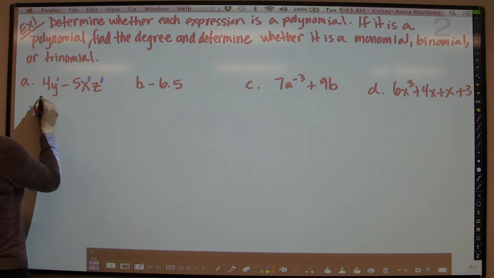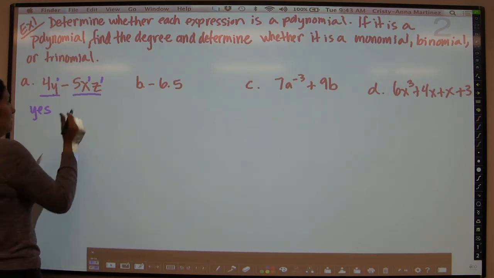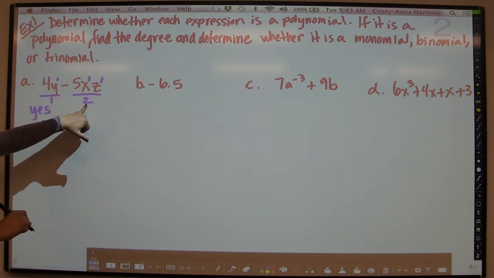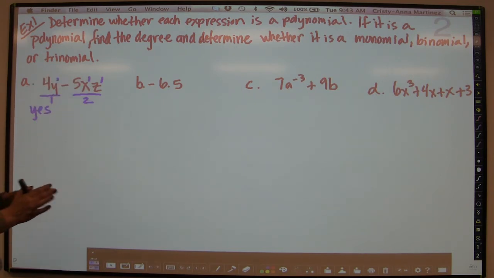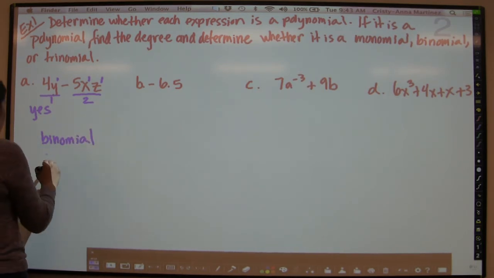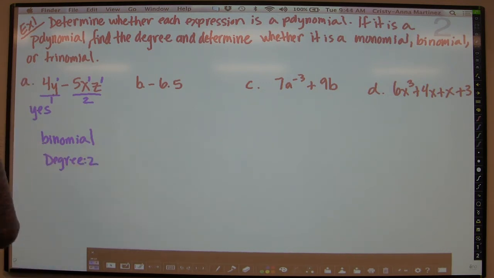So the degree of the first term is 1 because it only has one variable, the y. But the degree of the second term has an x to the 1 and a z to the 1, so this degree is actually 2. So the degree of the first term is 1, the degree of the second term is 2. When you think about the degree of the polynomial, which one is bigger? The 2. So we answered the first question that yes, it's a polynomial, and then we found the degree of each term. Then it says determine whether it's a monomial, binomial, or trinomial. This is a binomial because it has 2 terms, and the degree is going to be 2. And there we go.